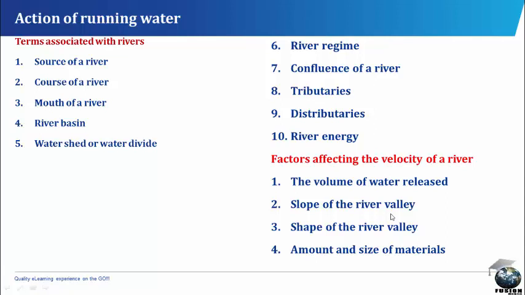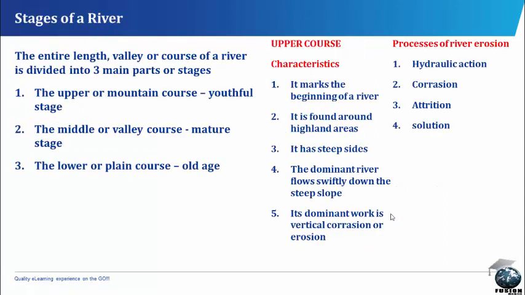3. Shape of the river valley. A river uses more energy to flow through a flat wide valley than through a narrow deep valley, because the former has a large surface area. 4. Amount and size of materials. The greater the speed of a river, the greater the materials or loads it can carry or move.